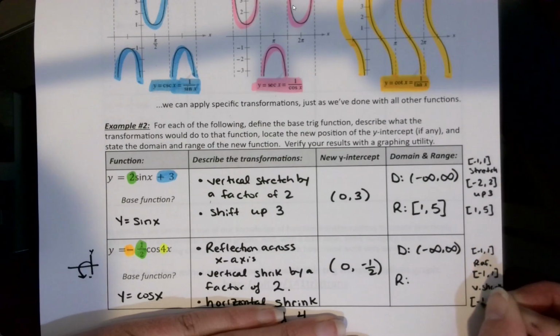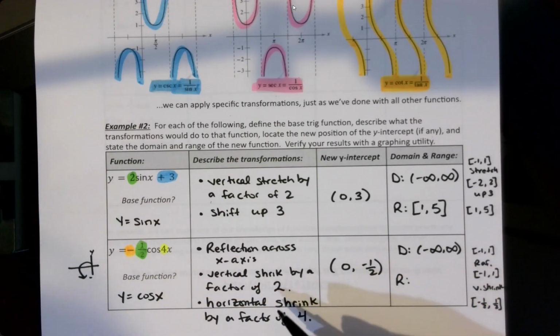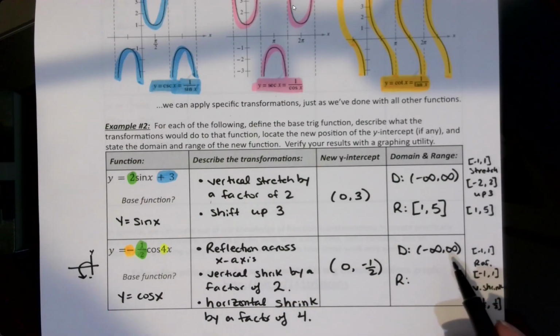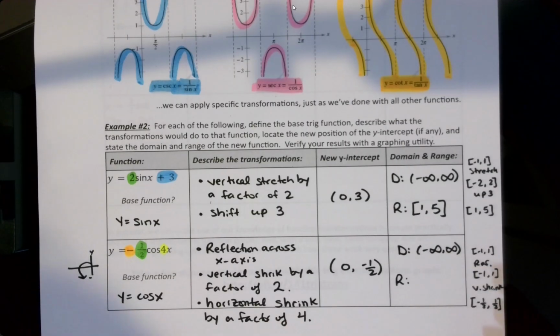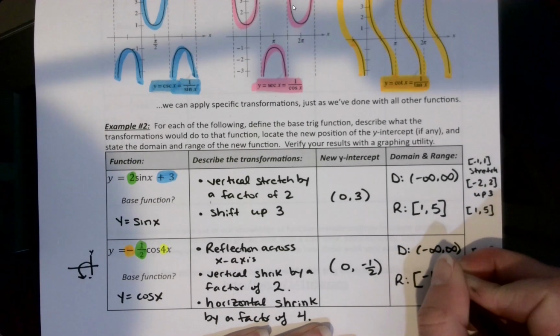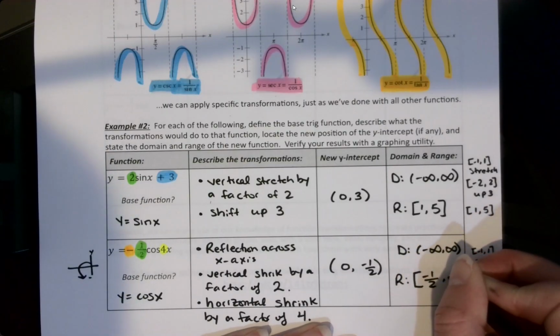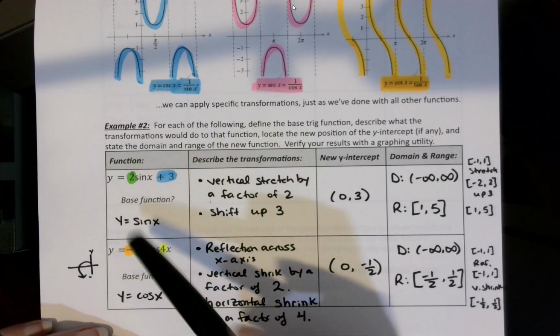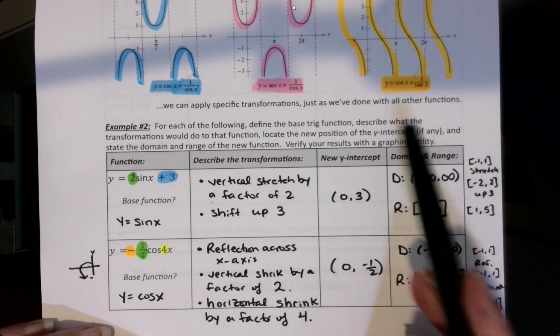So it's going to be -1/2 to +1/2. And then the horizontal shrink won't affect it. That would affect x, but since it's infinity, half of infinity, or actually a fourth of infinity, is still infinity, so it's not going to change it. So the only effect on these two is going to be the range is now going to be from -1/2 to 1/2.